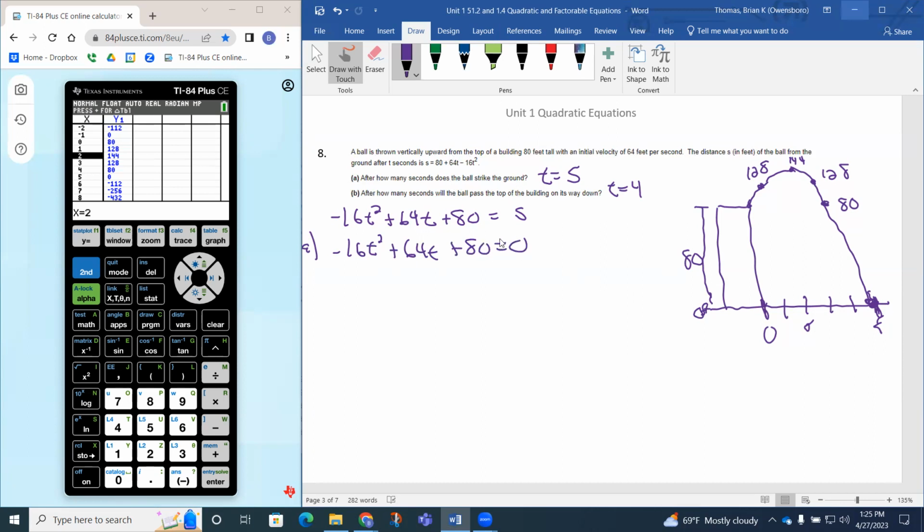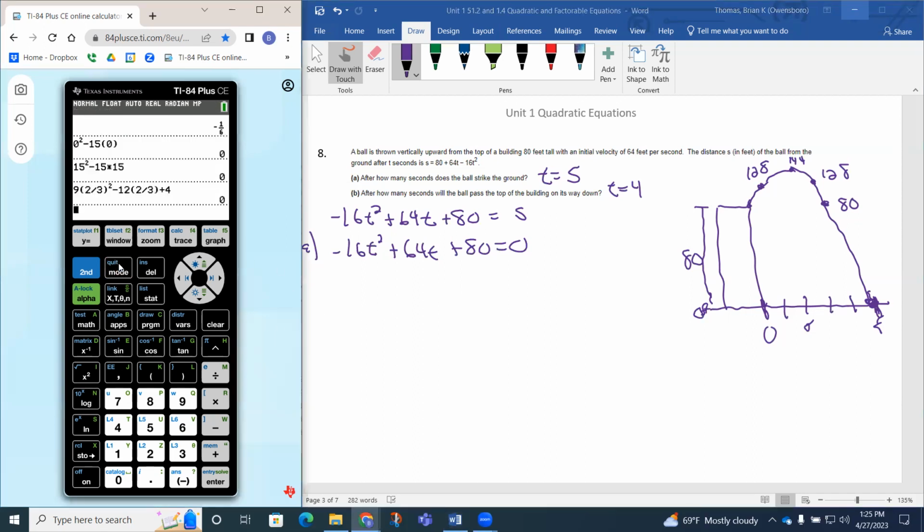So I've got this quadratic equation. Something else we can do with equations like this is, it looks like this 16 can go into each one of these terms. So what's 64? I'm going to go ahead and just divide by negative 16.